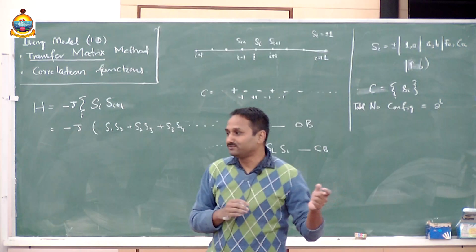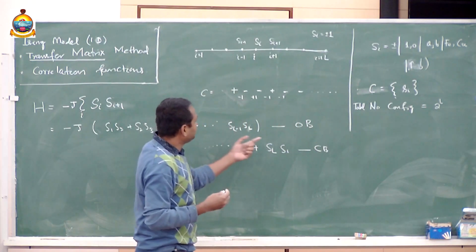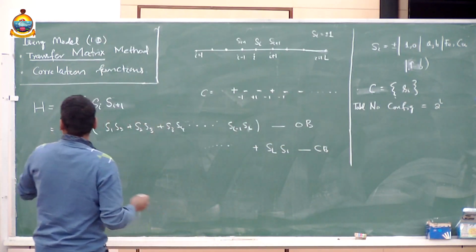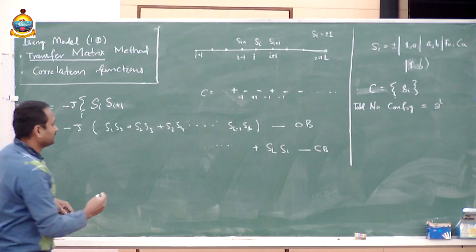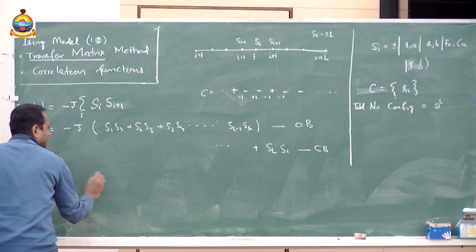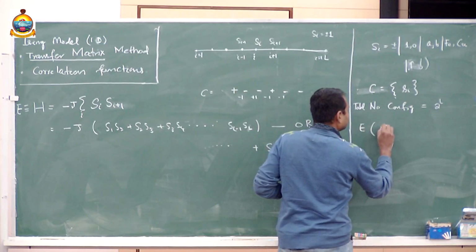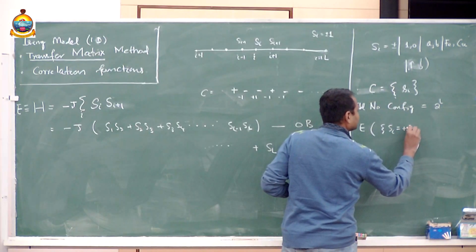So you know the configurations. There are 2 to the power L configurations. Can somebody tell me what the energy is? It is the energy function. You can call it H, or this will give you the total energy of the configurations. So let me ask you a question: E of a configuration, which is the summation over Si, all Si equal to +1.